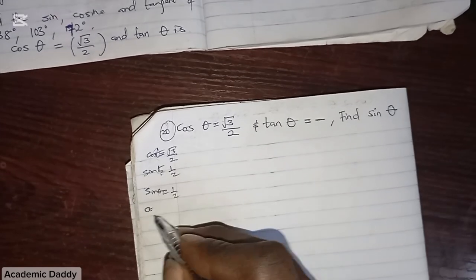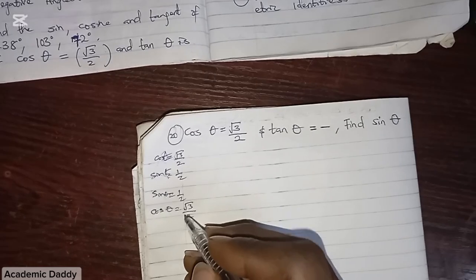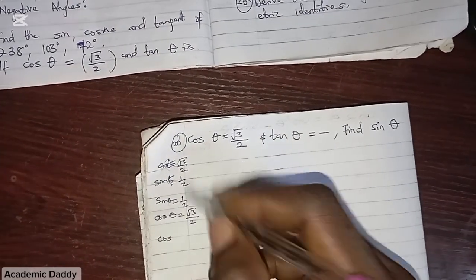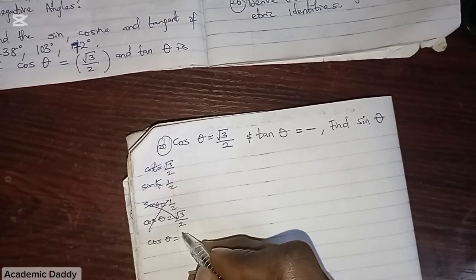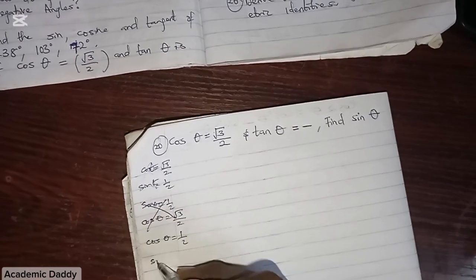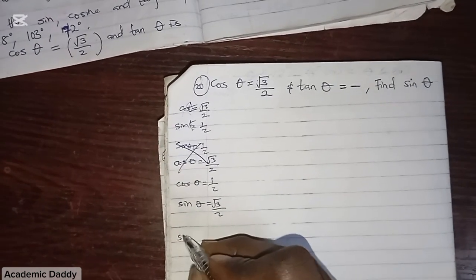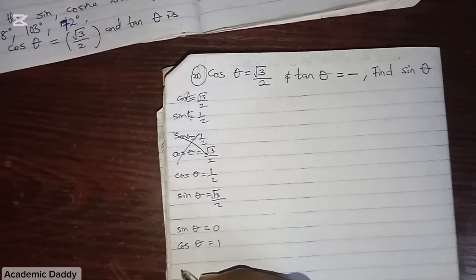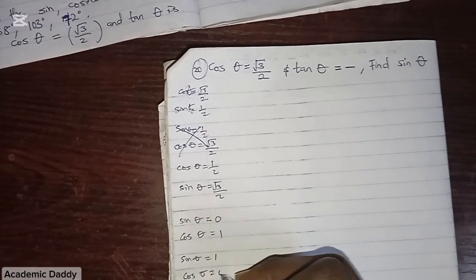anytime sin theta equals half, cos theta is equal to root 3 over 2. And anytime cos theta equals half, sin theta is equal to root 3 over 2. You need to note this. Also, anytime sin theta equals 0, cos theta equals 1. And anytime sin theta equals 1, cos theta equals 0.